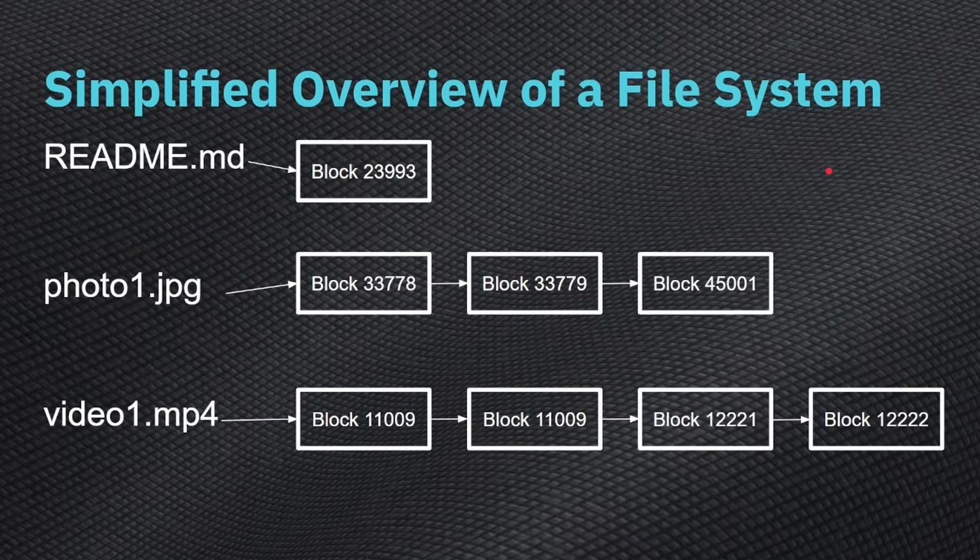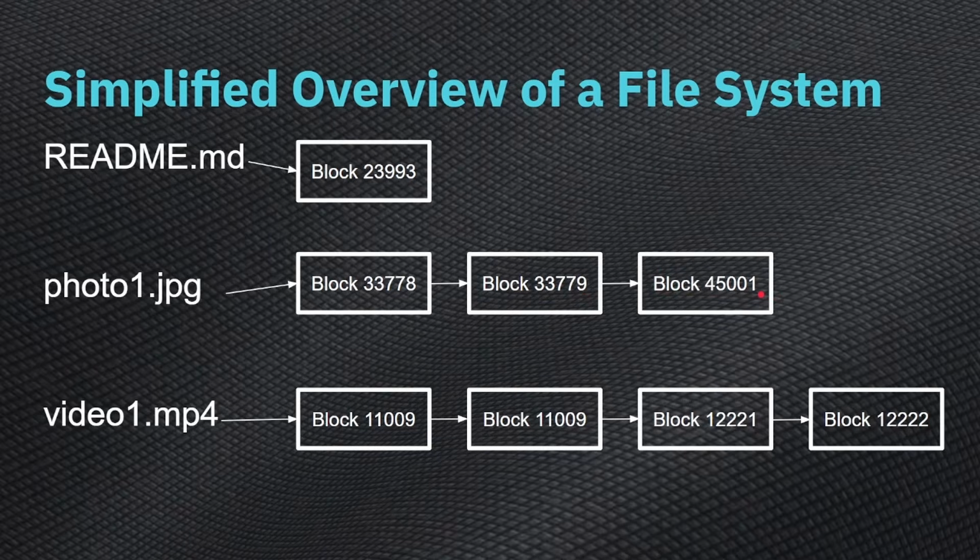So what is copy on write? Well, here is a very, very simplified overview of a file system. If you have a file like readme.md, it has to occupy some space on the disk, and the disk is divided into things called blocks. So there's a table that says there's a file called readme.md, and it uses this block. If you've got a longer file, like a photo, then photo 1 uses this block, and then this block, and then this block. Sometimes the blocks can be consecutive, so look, 33778, 33779, and sometimes a block can be somewhere else on the disk.